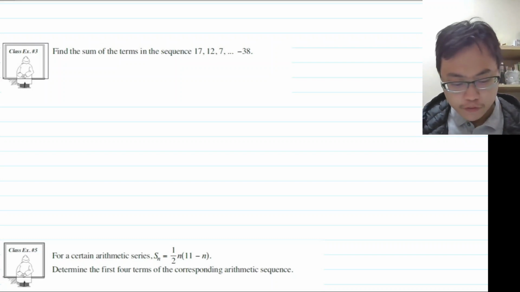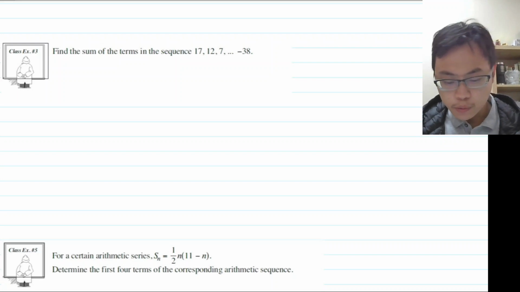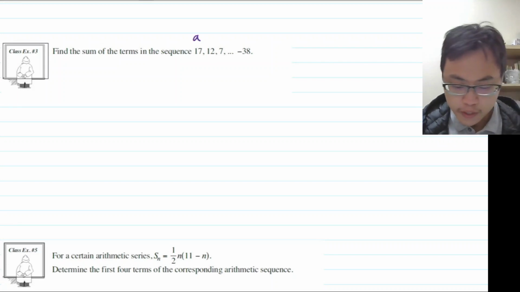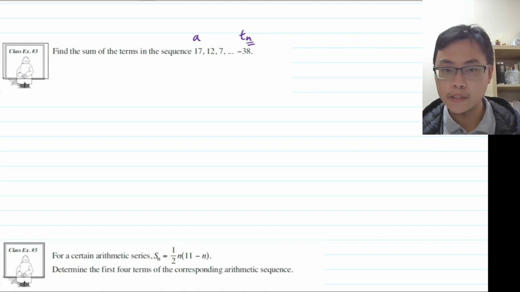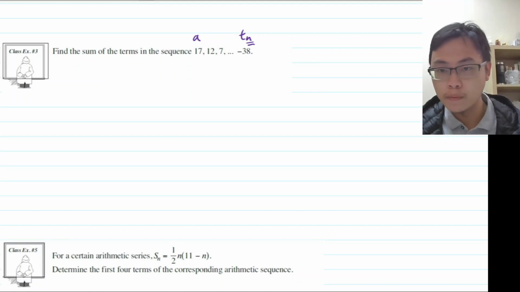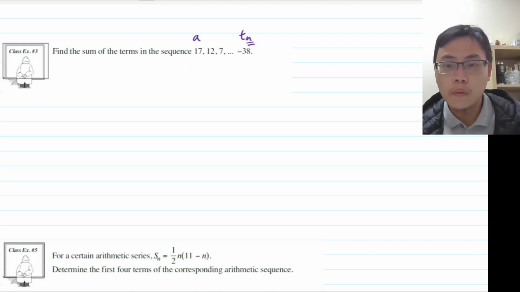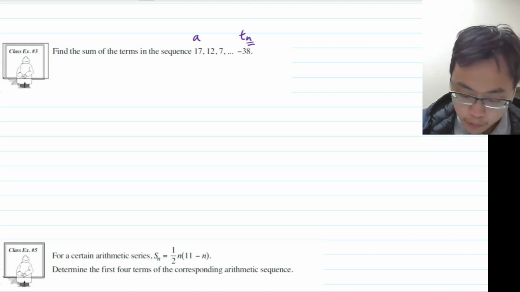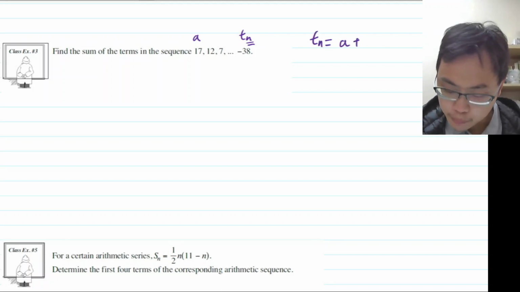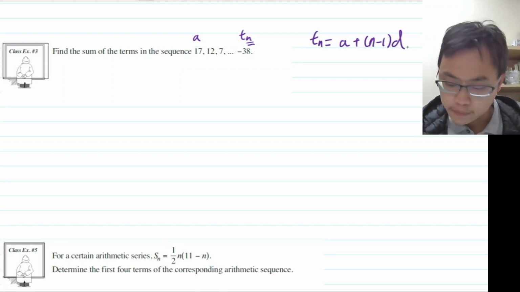Find the sum of the terms in the sequence 17, 12, 7, all the way to negative 38. It gives you the first term, a. It gives you the last term, but we don't know what n is. We don't know which term it is. So now we have to use the Tn formula to work out which n it is, the term number. I'm going to bring up the Tn formula: Tn is going to be a plus bracket n minus 1 d.